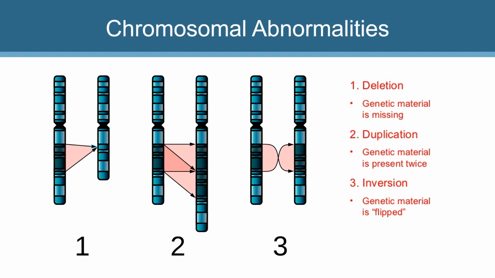Other types of chromosomal abnormalities include deletions, where genetic material is missing, duplications, where some genetic material is duplicated, and inversions, where some of the genetic material is excised or inverted. The outcome of these chromosomal abnormalities is highly dependent upon where the breaks occur and which sequences are affected.